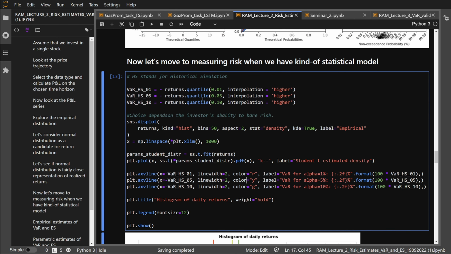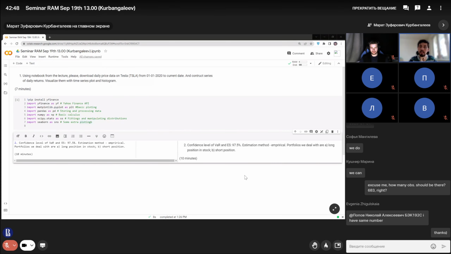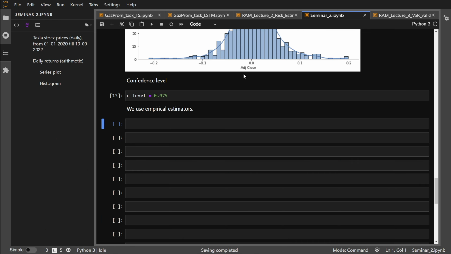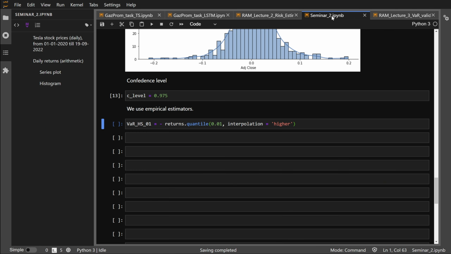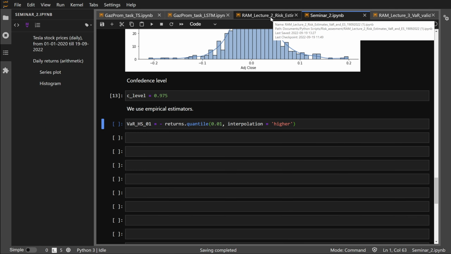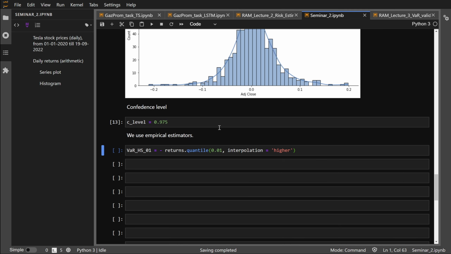Just be careful about the level, all right? Remember that in this task, the level of confidence is 97.5, okay? So you have to explicitly put into the formula which weight you should leave on the left when you apply quantile measures, all right?